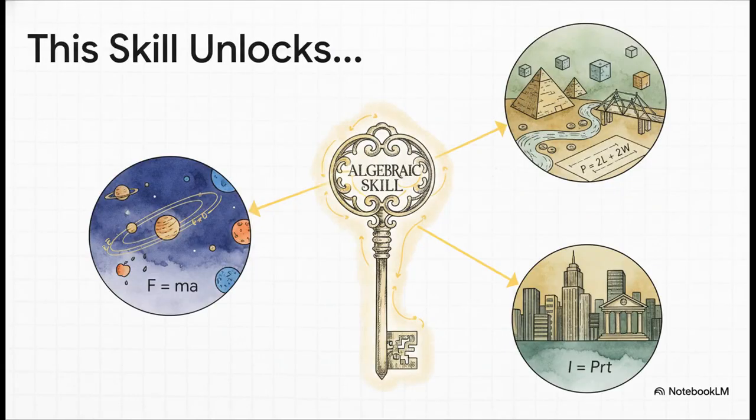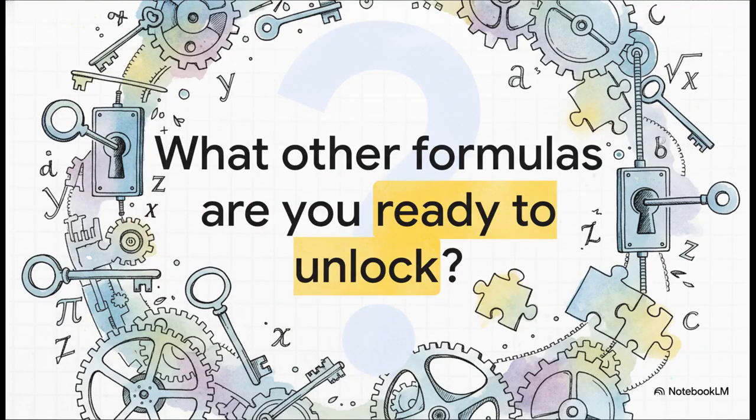See, this goes way beyond just passing your next algebra quiz. This skill is the absolute key to unlocking formulas in physics, like F equals ma, in geometry, and even in finance. Being able to manipulate these equations is fundamental to so many different fields. So I'm going to leave you with this final thought. Now that you know the secret, that the steps are always the same, you hold the key. Formulas aren't scary rules to memorize anymore. They're puzzles. They're just relationships that you can explore and rearrange. So my question to you is, what other formulas are you ready to go out and unlock?